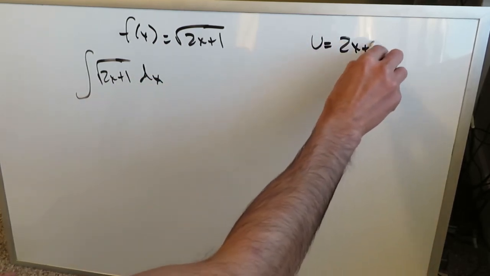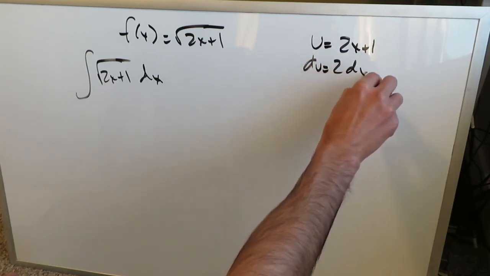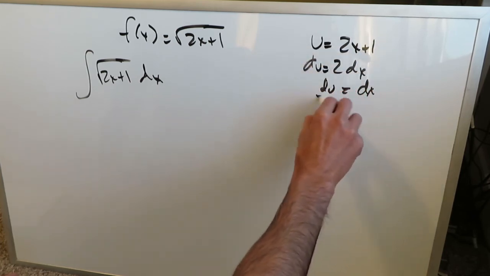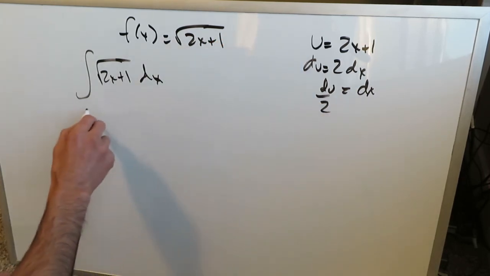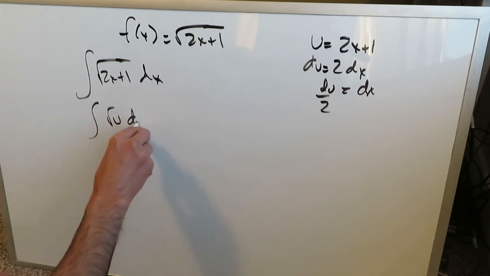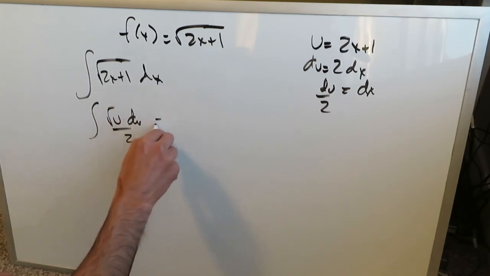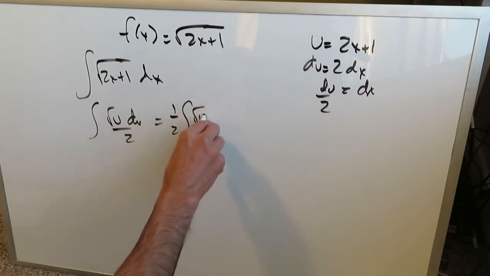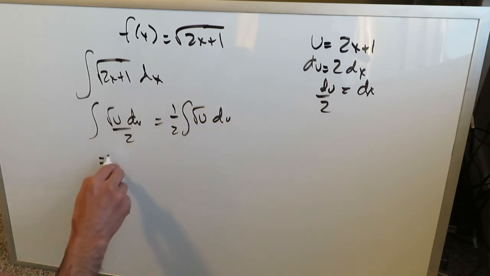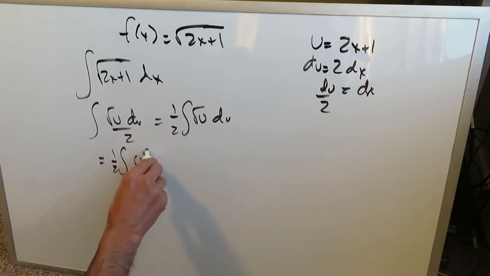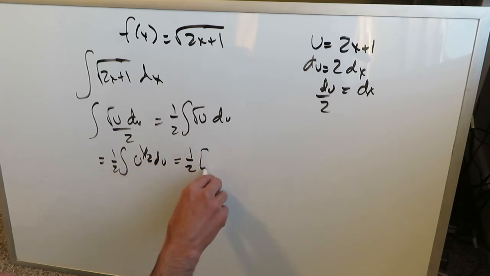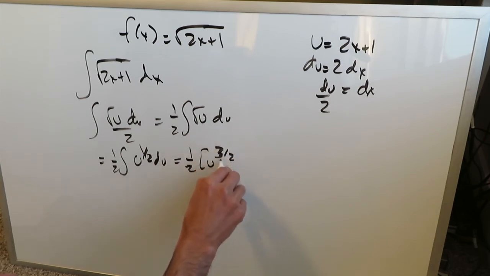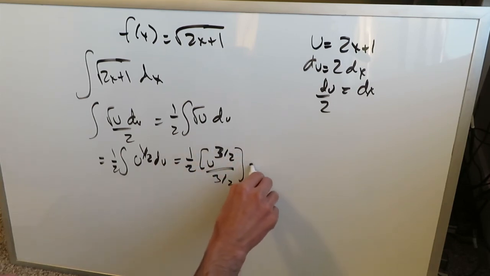U is equal to 2x plus 1, then du is equal to 2 dx, and dx is equal to du over 2. By means of substitution, you would end up with root u and then du over 2. This 1 over 2 can come outside as a coefficient, and you get root u du, which can be written as 1 over 2 integral of u to the 1 over 2 du. If you were to finish this out now, you'd get 1 over 2 times u to the power of 3 over 2 over 3 over 2, and if you simplify this, you would get this.